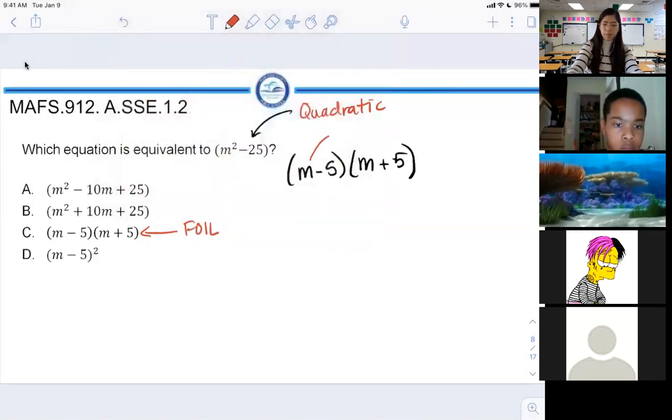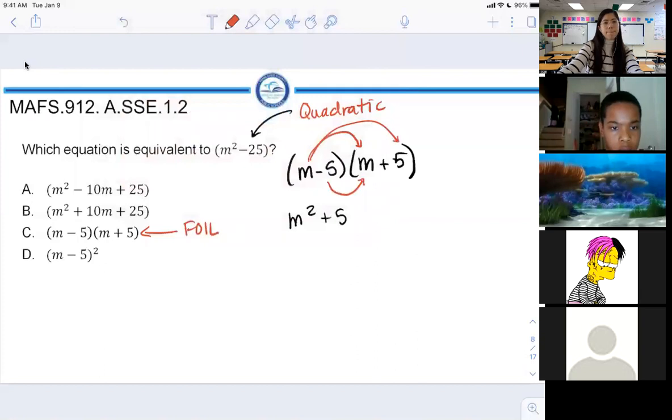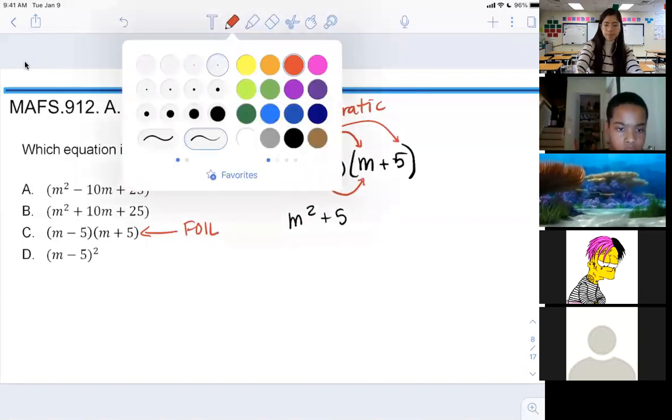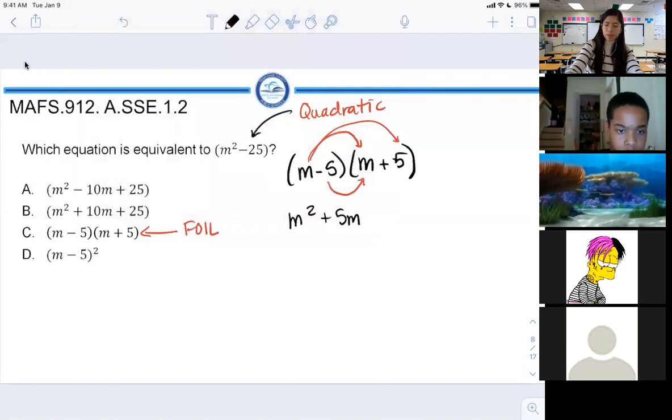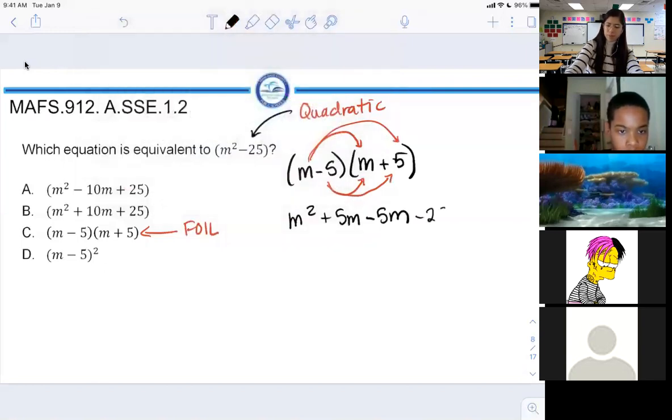So foiling, m times m, what do I get? M squared. M times 5 is 5m. Negative 5 times m, good, negative 5m. Oh, this should have an m, I'm sorry. And then finally, negative 5 times positive 5. Good, negative 25. Okay, so there you go.